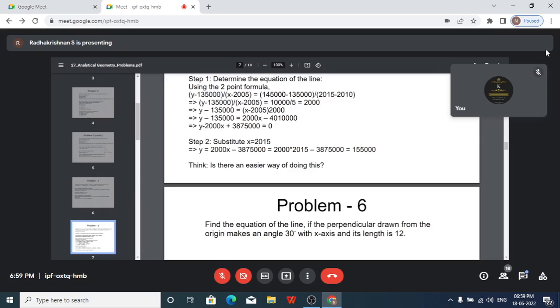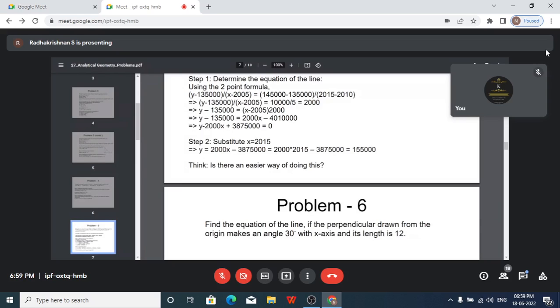So now, the perpendicular drawn from the origin makes 30 degrees, that is what is your alpha, right? We normally refer to it as alpha. It's given that alpha is 30 degrees here, and the length of the perpendicular is given. P is also what we denote normally. So here P is 12 and alpha is 30 degrees. If P and alpha are given, that is a very straight way of writing the equation.